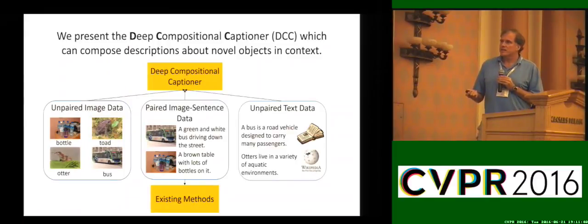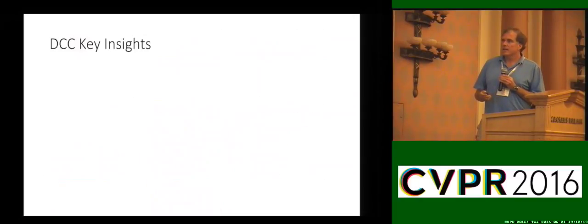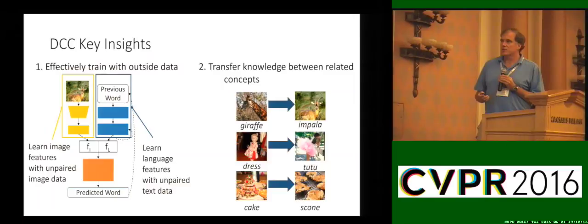So that leads to the model that Lisa developed called the deep compositional captioner, and essentially it's a way to augment the multimodal vision and language models to also naturally incorporate sources of unpaired data. There's a large amount of unpaired text on the web, there's a large amount of unpaired image data on the web, or it's paired, but it's paired with just single words. It's not paired with full captions.